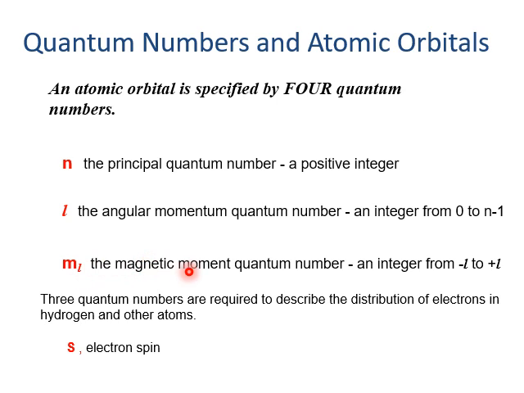L is the magnetic moment quantum number. It's flat back to here, but it has the magnetic moment of this one, for example, from -1 to positive 1. Three quantum numbers are required to describe the distribution of an electron in a hydrogen atom. Then we have the electron spin, either upwards or downwards.